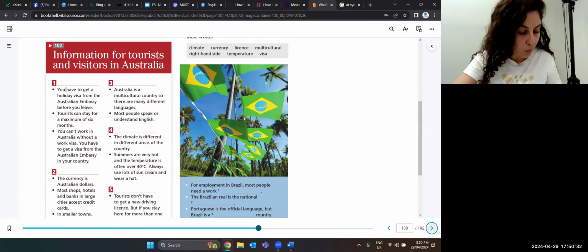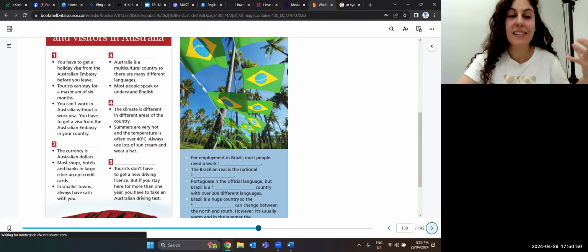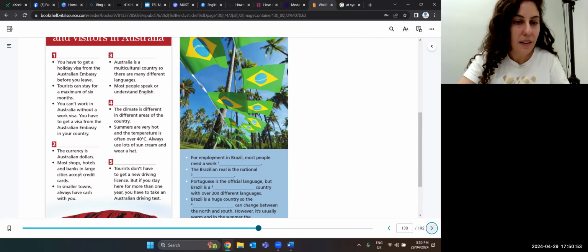So I can see number 1, it's talking about the visa, how long you can stay, can you work. So this looks like it's information about the visa. So for number 1, I would put visa. Number 2, the currency, that means the money. And it tells you that you can use a credit card. In the smaller towns, you have to have cash though. So this looks like it's talking about the money of the country.